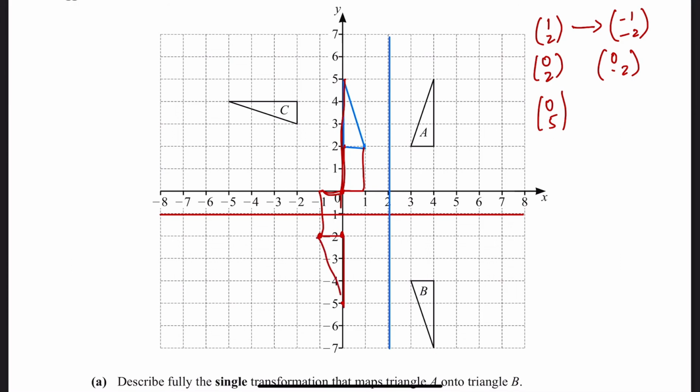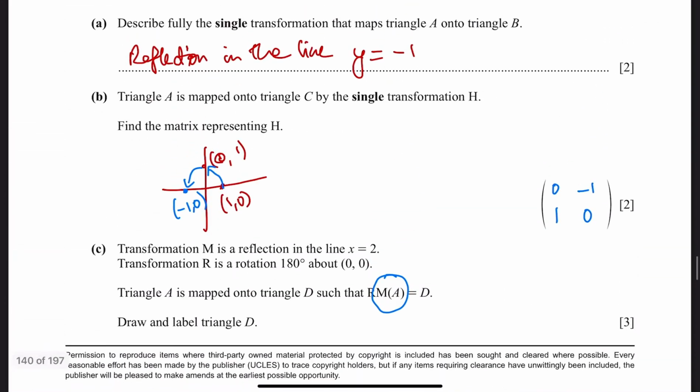So this will be my final answer. I'm going to erase the rest of the working. Once I've done all of that, I need to mark what my final answer is, and I'm going to call that D, not C, D. That's the end of the exam.